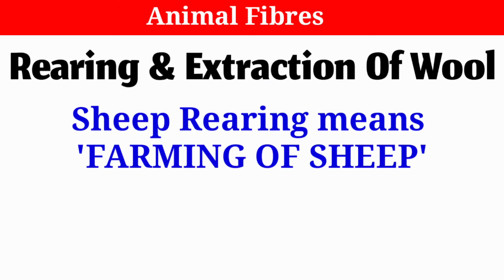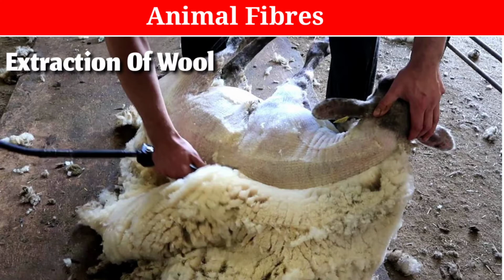Now the topic is rearing and extraction of wool. Dear students, sheep rearing means farming of sheep. In rearing, we keep sheep to obtain wool. Now see the process of how to extract wool from sheep. Dear students, there are some processes involved in the extraction of wool from sheep.